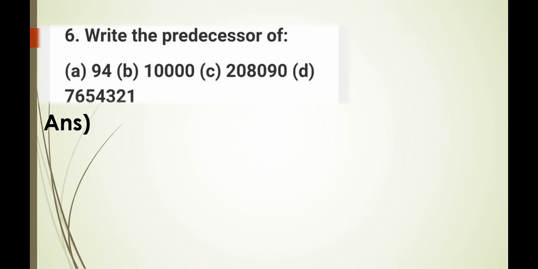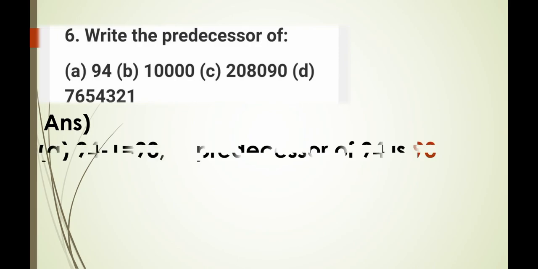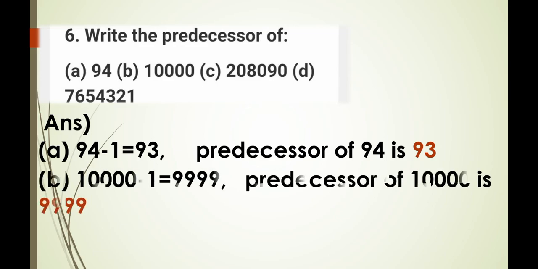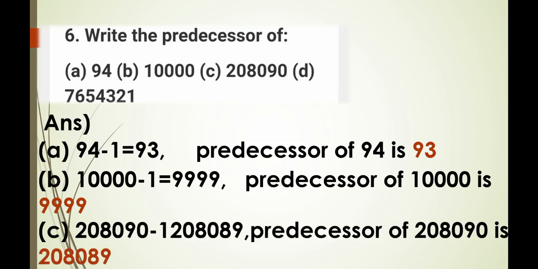Now next, write the predecessor of. Here also 4 numbers are given. You have to find the predecessor. As we discussed before, predecessor means the number which occurs just before the number. So what is the number before 94? 94 minus 1, 93. So predecessor of 94 is 93. 10,000, it is 9,999. Like that, you have to do it. So you have to do it by yourself.